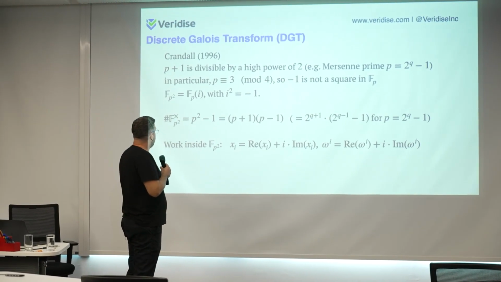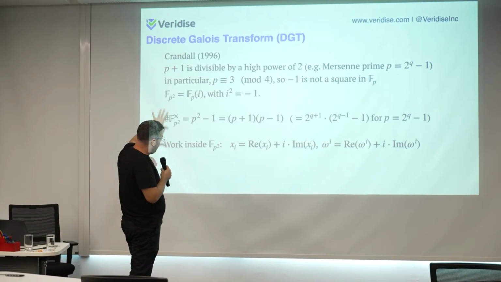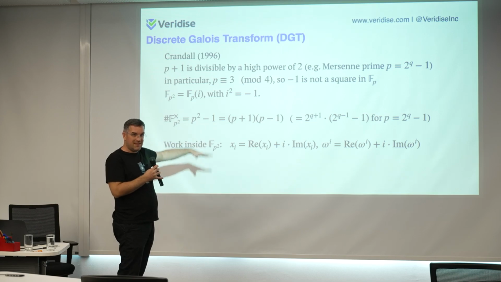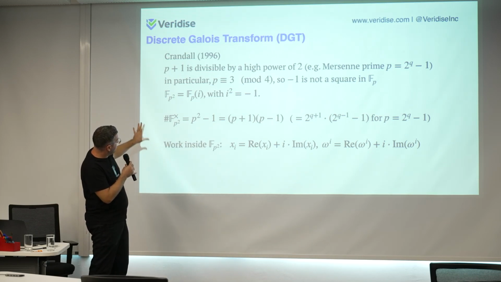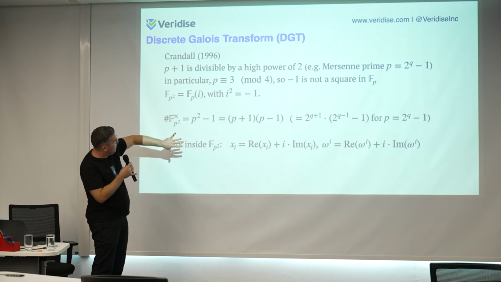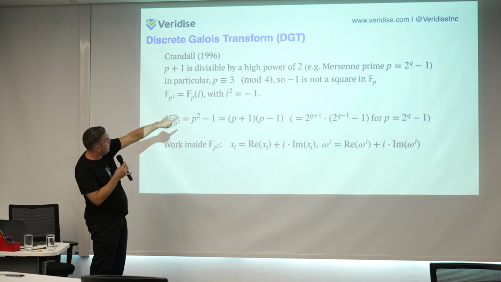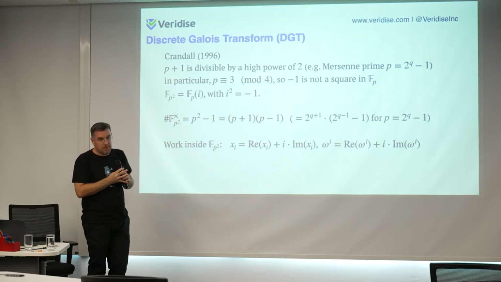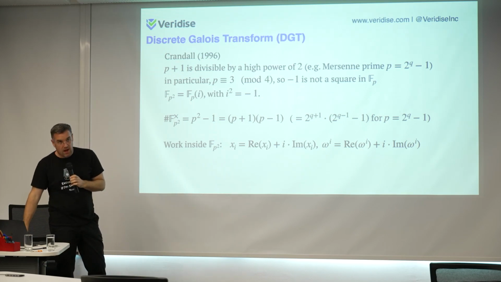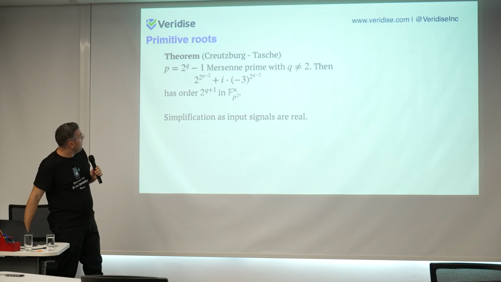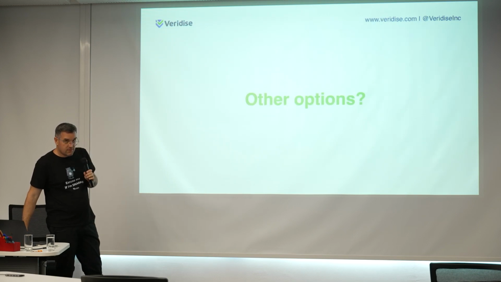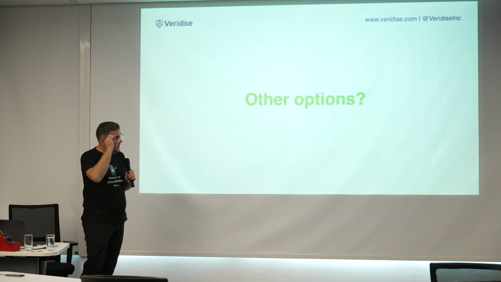But then, what's the idea behind it? I will not go further into detail because it's quite technical, but basically there is a variation that works for primes p such that p plus 1 is divisible by a high power of 2, and this might remind you of what's known as the circle STARK, so I'll get back to that later on.